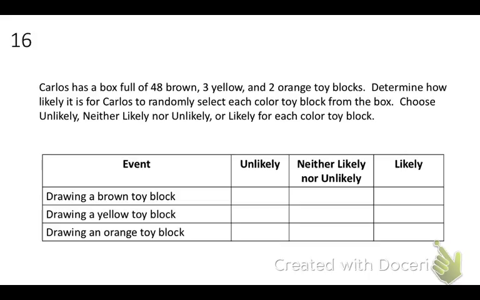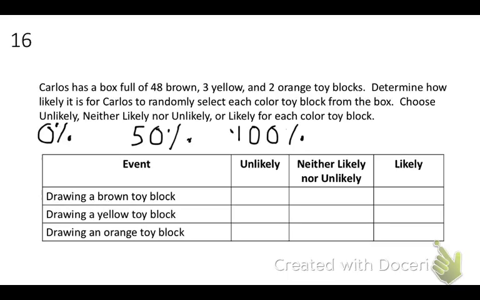All right, this is a probability question. If something is unlikely to happen, it's going to be very close to 0%. If something is neither likely nor unlikely, 50%. And if something is very likely, 100%. All right, so we're trying to see which of these is closest.